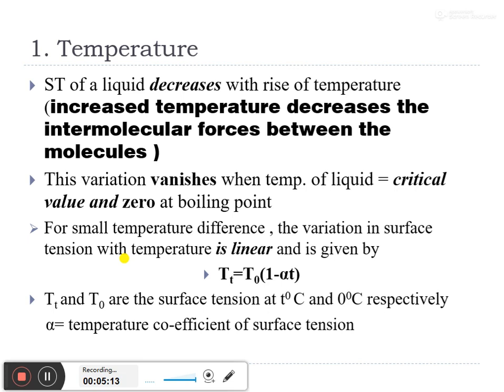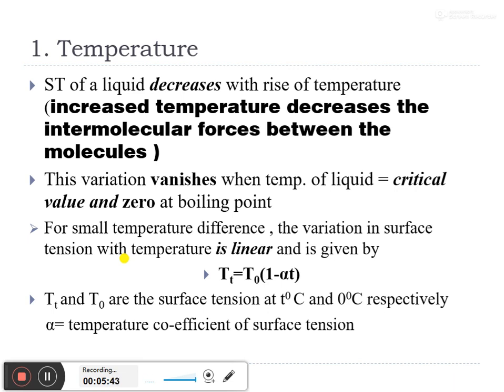From this we can see that the surface tension of a liquid decreases with increasing temperature, that is, surface tension is inversely proportional to temperature. The increased temperature decreases the intermolecular force between the molecules, that's why as the temperature increases, surface tension decreases. This variation vanishes when the temperature approaches the critical value, and it becomes zero at the boiling point.